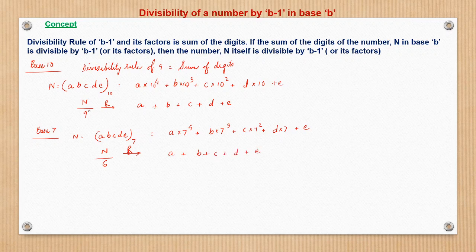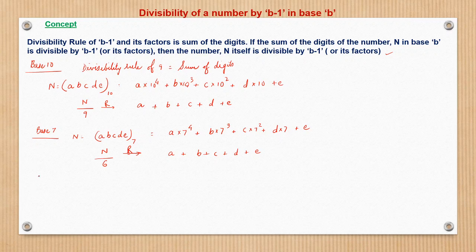Now see the similarity here. In the case when the base was 10, for a number in base 10 upon division by 9, the divisibility rule is nothing but the summation of the individual digits a b c d e. Similarly, if a number is in any other base system, say b, and is divided by b minus 1, then in that case divisibility would again be nothing but the sum of the digits. That is what has been written here, and this is a generic rule.